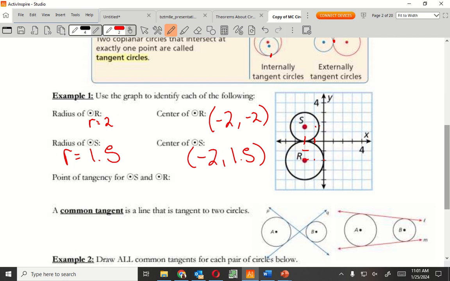Possibly, yes. Okay, so now point of tangency. This goes to a definition that we had. Point of tangency. Do these two circles touch? Yes, they do, at only one point, right? At a single point. What is the coordinate for that single point? -2 and 0. Perfect. Good job. -2, 0.